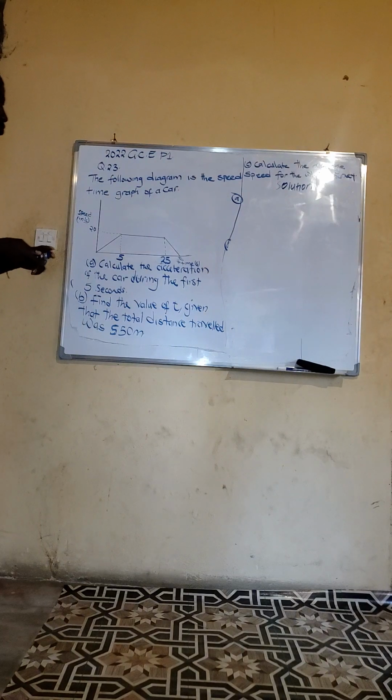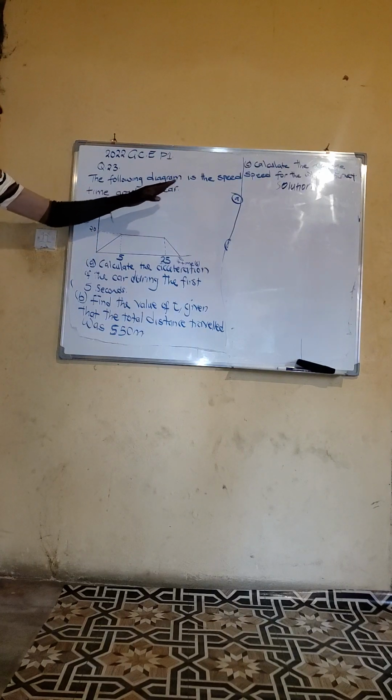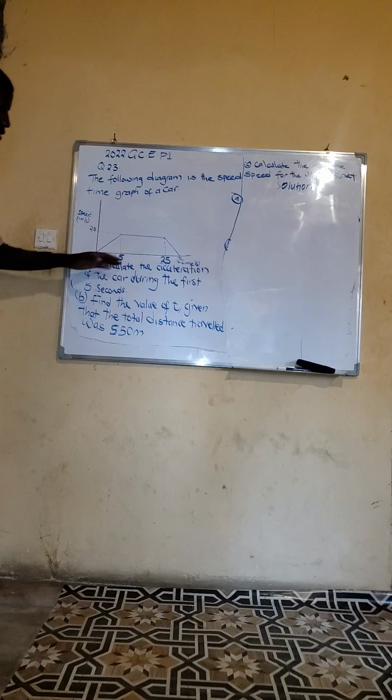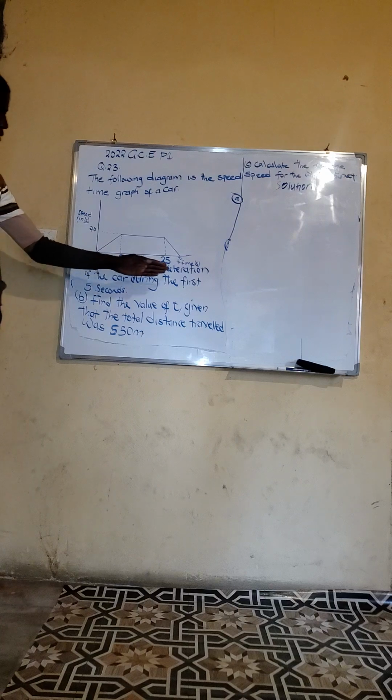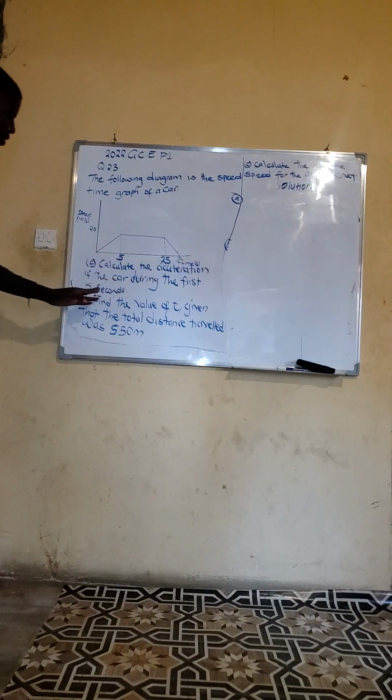2022 GCE paper 1, that was question number 23 on trivial graphs. It's saying the following diagram is the speed time graph of a car. As you can see, that's the diagram down there. Calculate the acceleration of the car during the first 5 seconds.